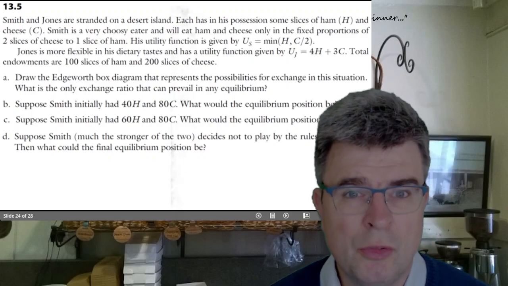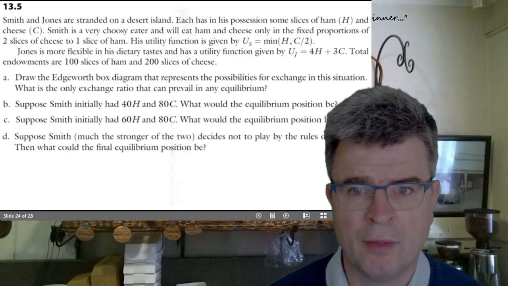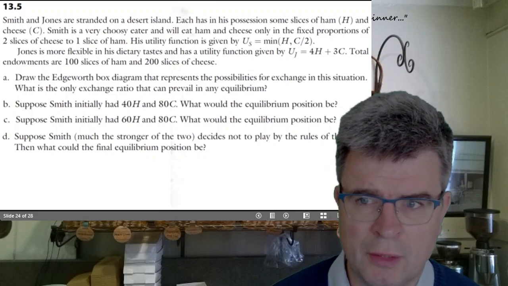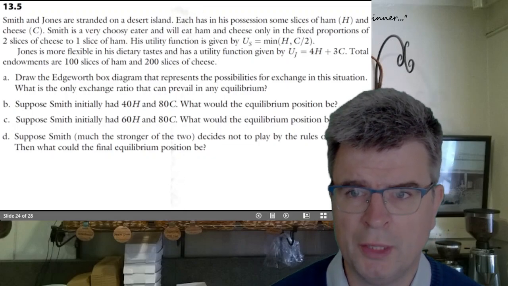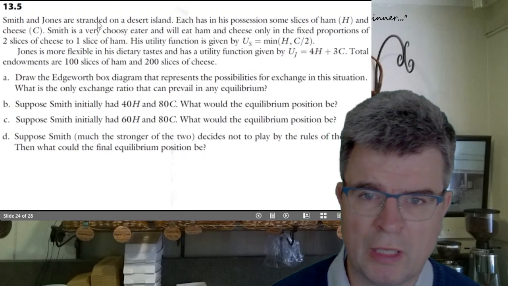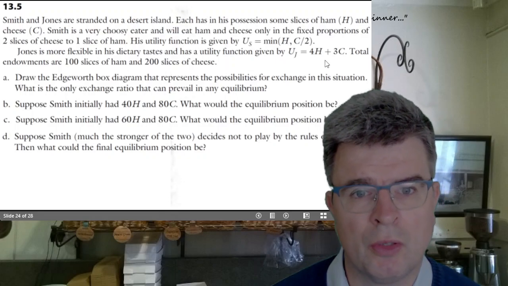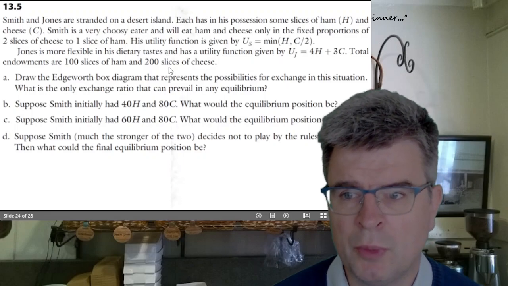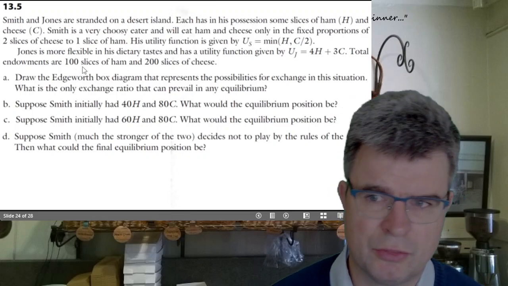In exercise 13.5 we find Smith and Jones on a desert island, and they only have slices of ham and cheese. Smith is a very choosy eater, so he will only consume ham and cheese in fixed proportions of 2 to 1, and Jones is more flexible. Actually, he's very flexible because his utility function is one of perfect substitutes. And they are stranded with an endowment of 100 slices of ham and 200 slices of cheese.